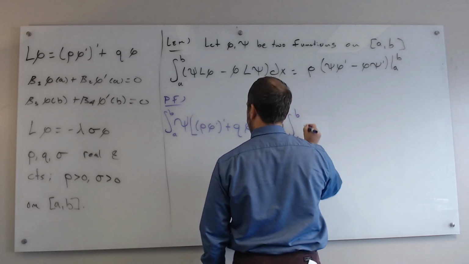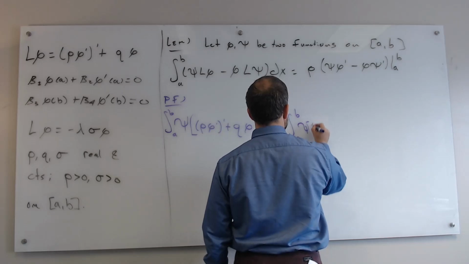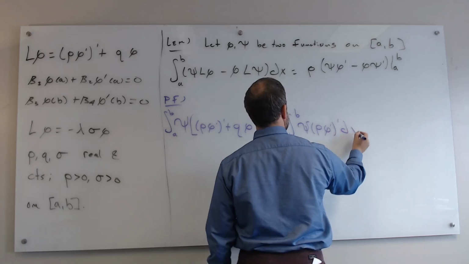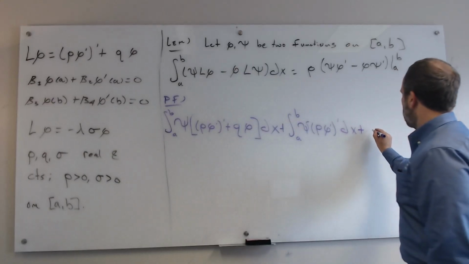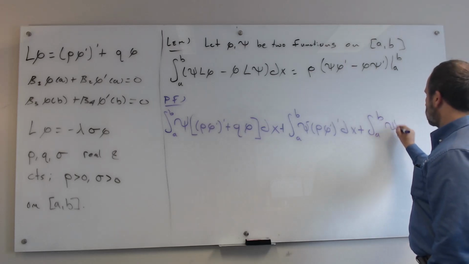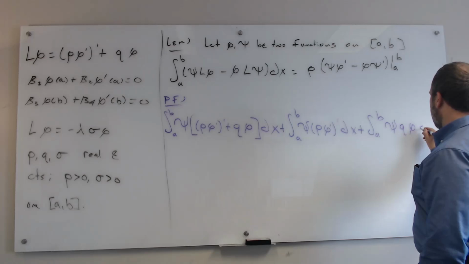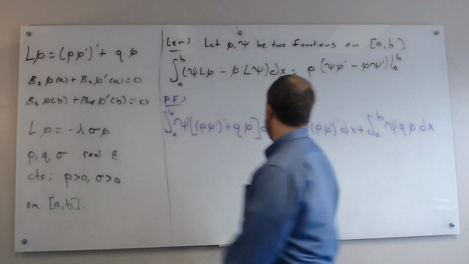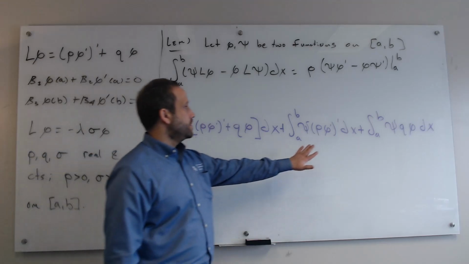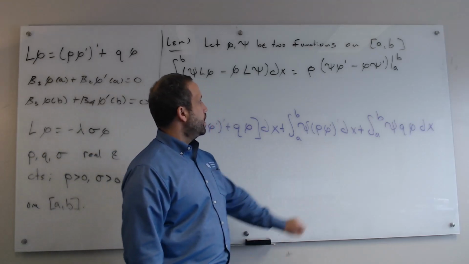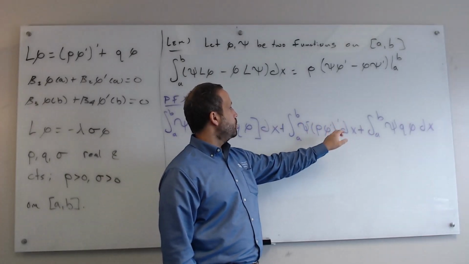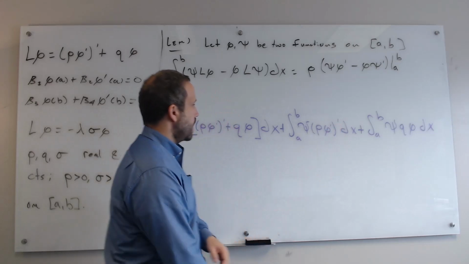So this is the integral from a to b of psi times p phi prime prime dx, plus the integral from a to b of psi times q times phi dx. Okay, so what I'm going to do on this integral, I'm going to do integration by parts to move the derivative from there to there.